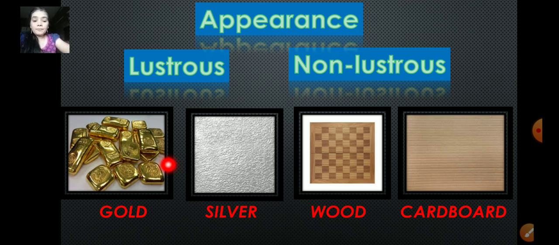Why do they lose the shine? Because of the action of the air and moisture on them. So if you keep a copper pot outside, that shining will not be seen. It is because of the action of air and the moisture on them. So it becomes non-lustrous. We therefore notice the luster only on their freshly cut surface or after cleaning.